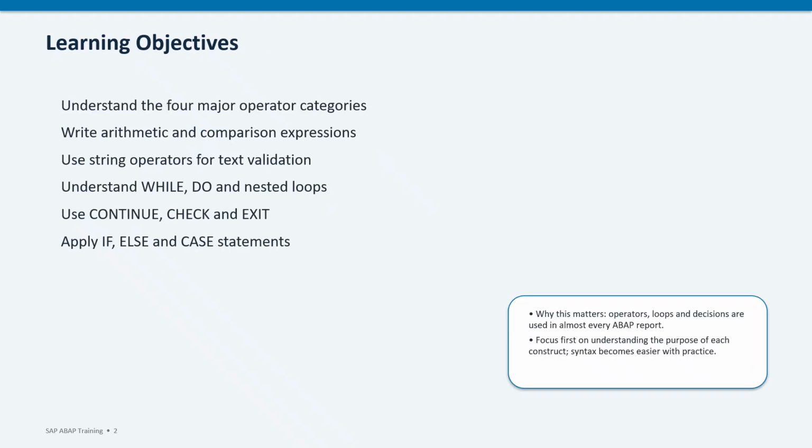Next, the learning objectives. First, we will learn the different types of ABAP operators, and then we will understand arithmetic and comparison operators. We will also learn character operators. After that we will discuss while, do and nested loops. Finally we will learn if else statements and case statements.